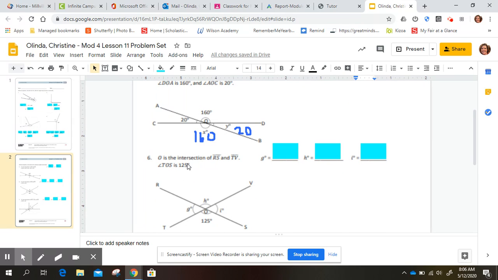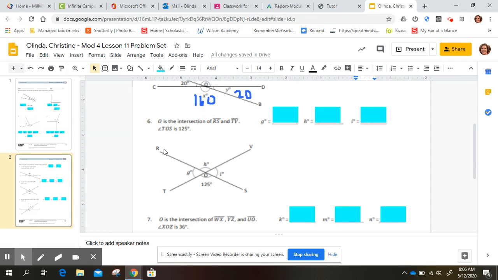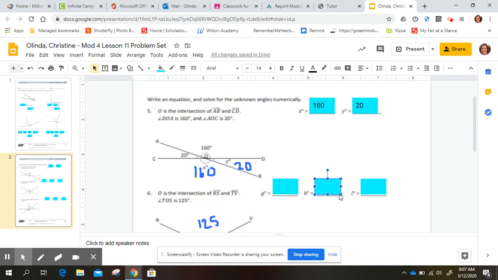Number 6, O is the intersection of RS and TV. TOS is 125 degrees. And so just like in the problem before, if I know TOS is 125, the angle on the exact opposite side, the complementary angle, also has to be 125. So I know that angle H is 125.